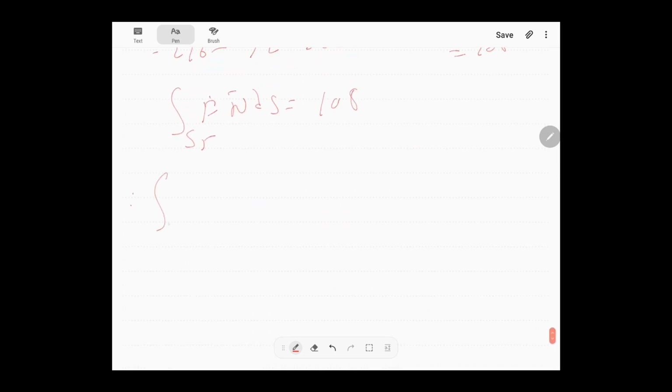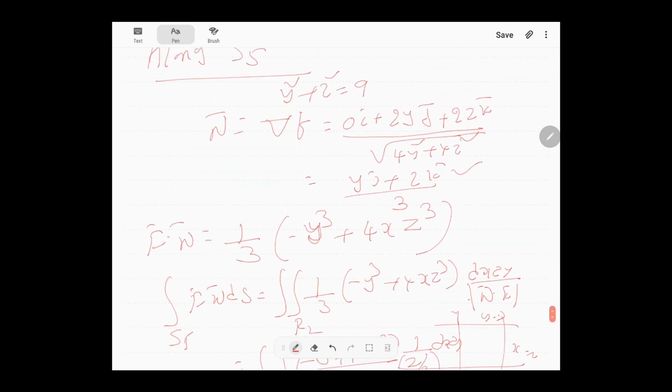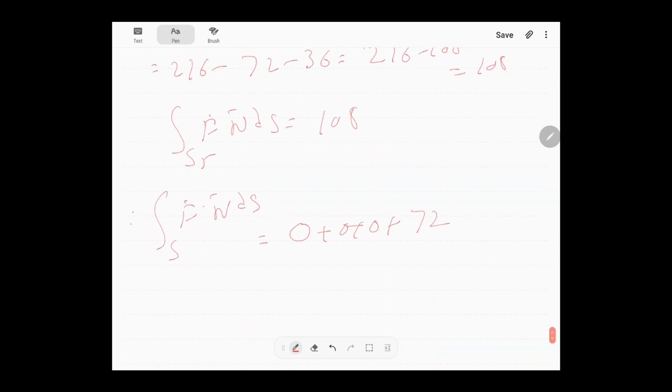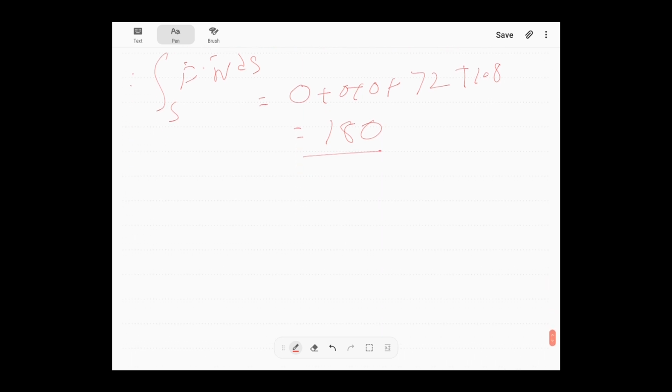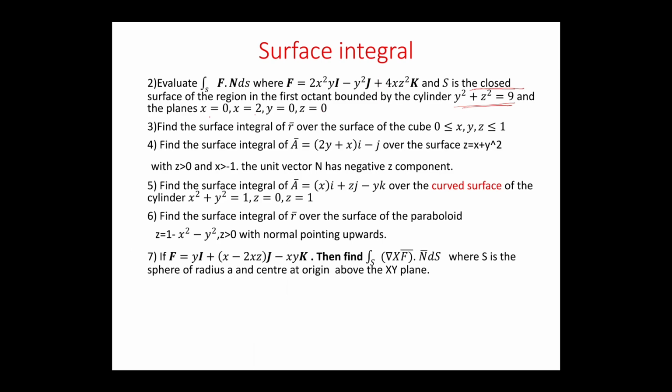Therefore, ultimately integral over S f bar dot n bar ds is integral over S1, that I got 0, and for S4 I got something like 72 if I remember correctly. Let me check it. Integral S4 f bar dot n bar is 72, and for S5 I got 108. So this value is 180. Integral S f bar dot n bar ds is 180. This is the answer for the first problem. Here the surface integrals are somewhat lengthy.